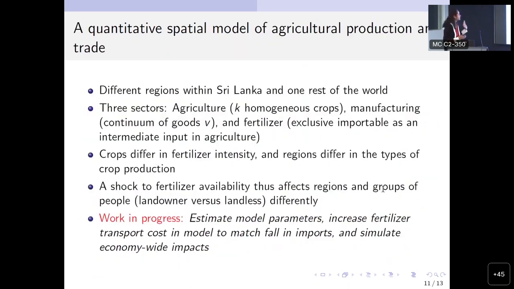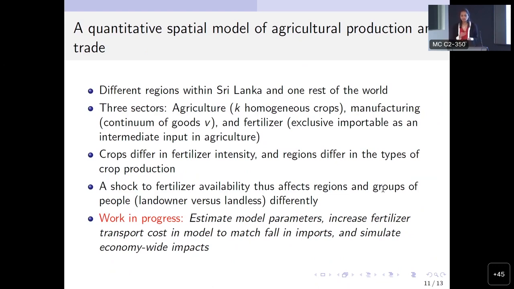This is something we don't show you today, but what we have basically done is that we want to understand how this ban affected the whole Sri Lankan economy. We have shown you what happened to production. We have shown you what happened to trade, but we want to understand the welfare implications of this in the country. So to do this, we are building a quantitative spatial model of agriculture, production, and trade, where there are many different regions within Sri Lanka and one rest of the world. There are 3 sectors: an agriculture sector, a manufacturing sector, and a fertilizer sector, where fertilizer is an exclusively importable intermediate input in agriculture to reflect the reality in Sri Lanka.